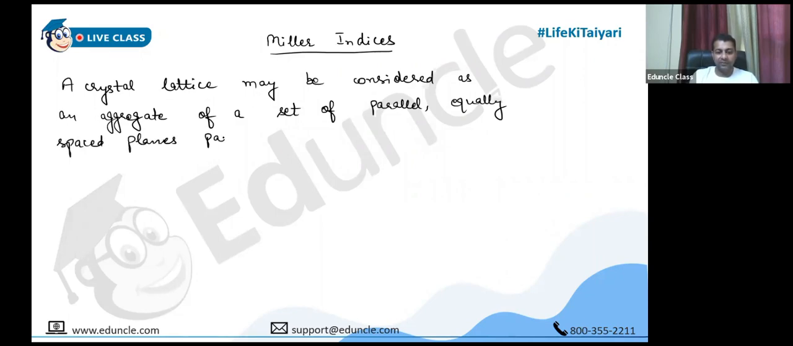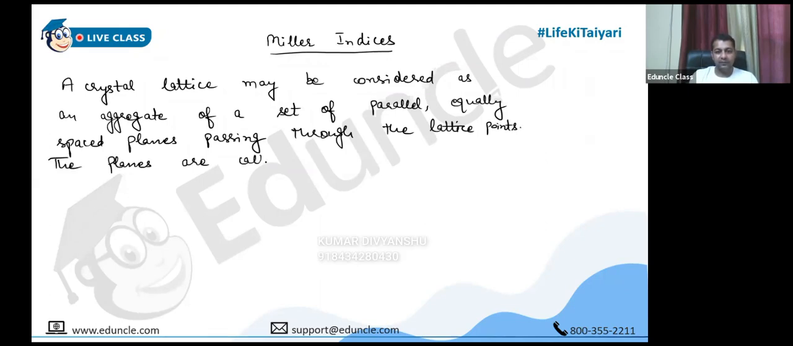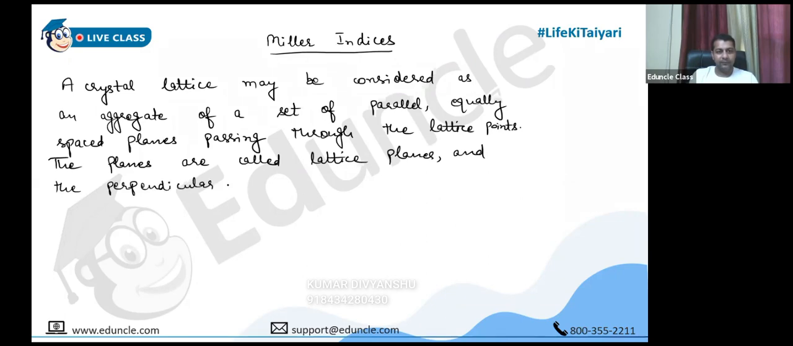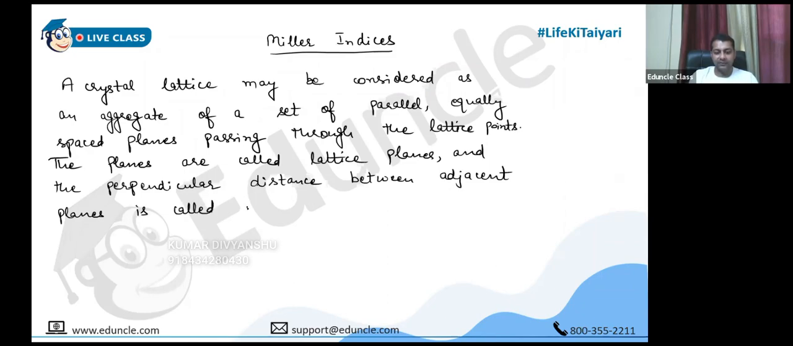Of course, the planes are passing through the lattice points. And these planes are called lattice planes. And the perpendicular distance between adjacent planes is called interplanar spacing.